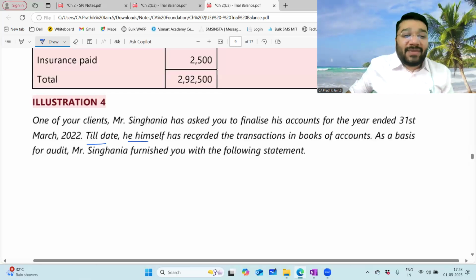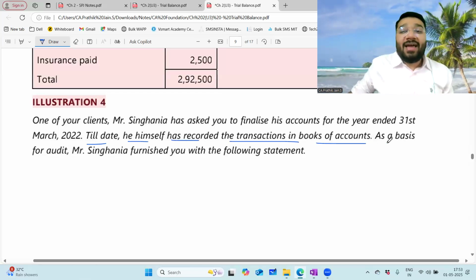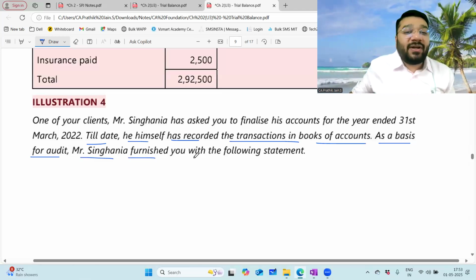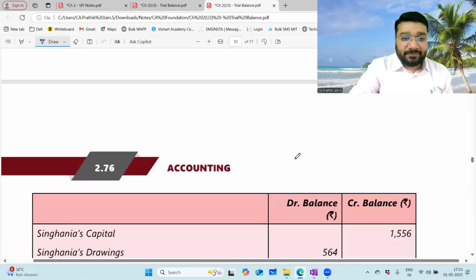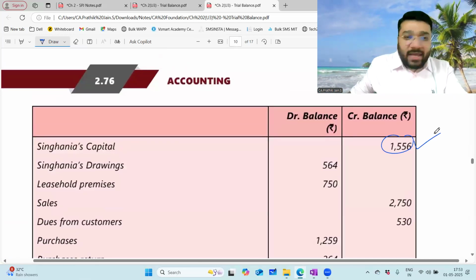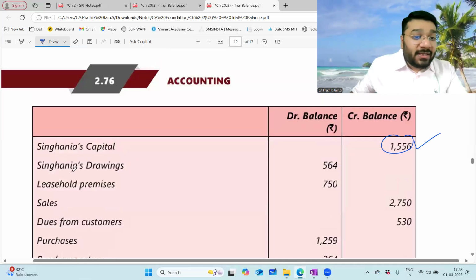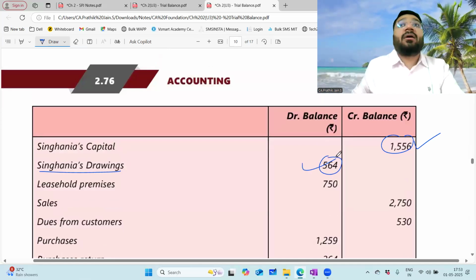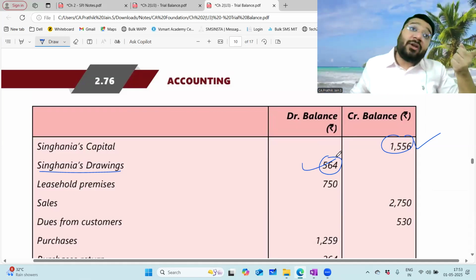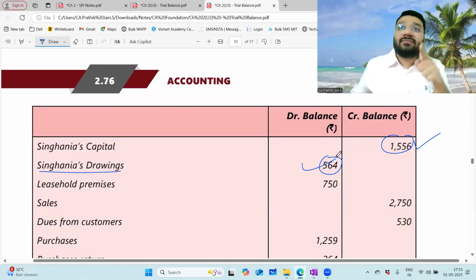Till date, he himself has recorded the transactions in the books of accounts as a basis for audit. You are the basis of his audit. Mr. Singhania furnished you with the following statement. Okay, what is he giving? Singhania's capital, credit. Okay, this is how you have to check. Singhania's drawing, debit, right or wrong? If capital is credit balance, drawings is always the opposite of that. Debit balance. No problem.